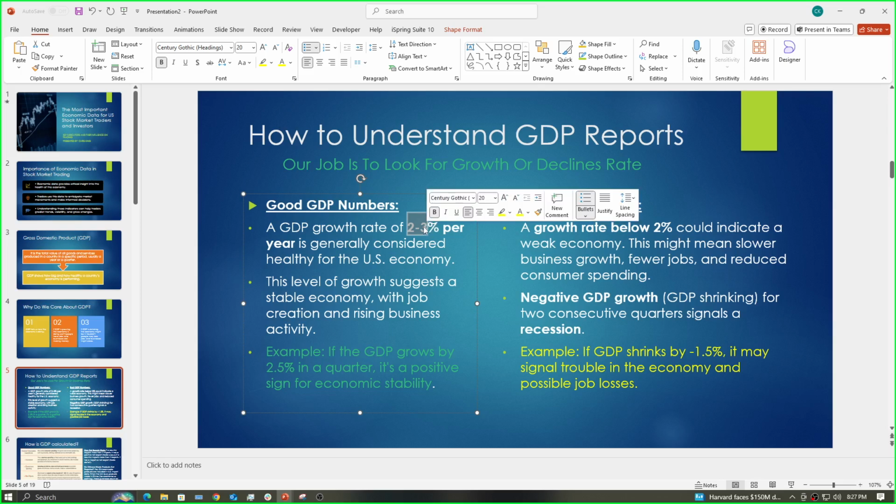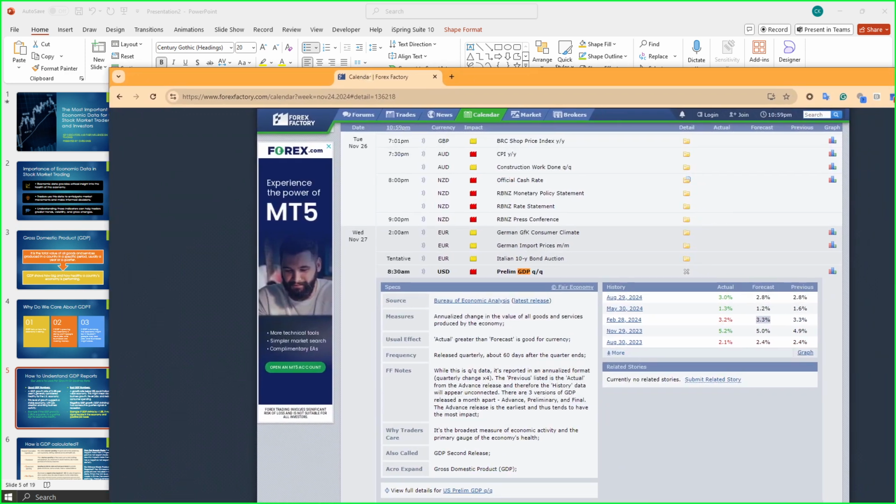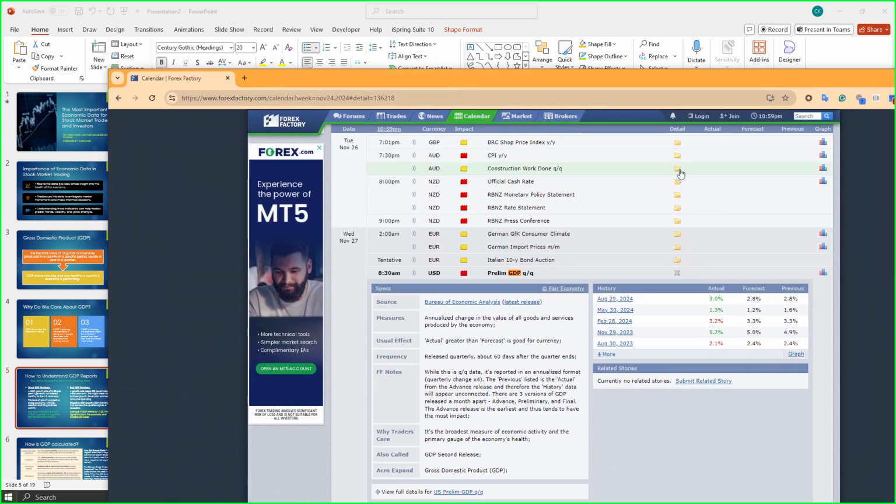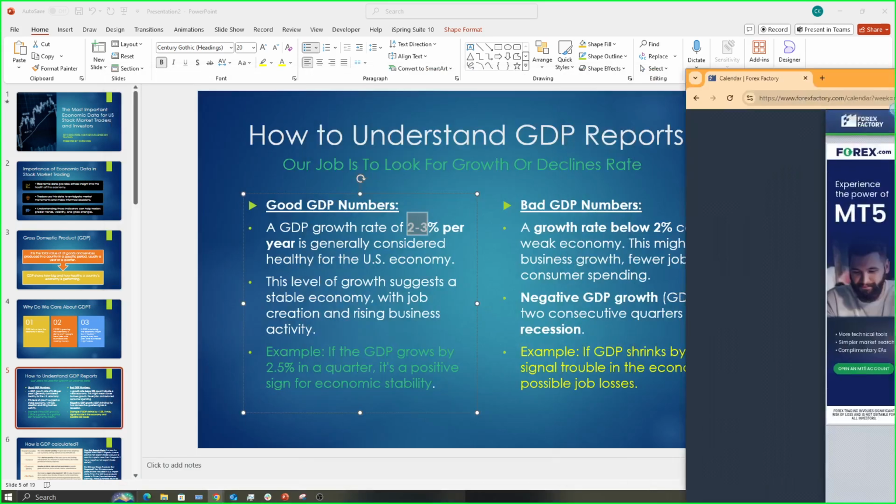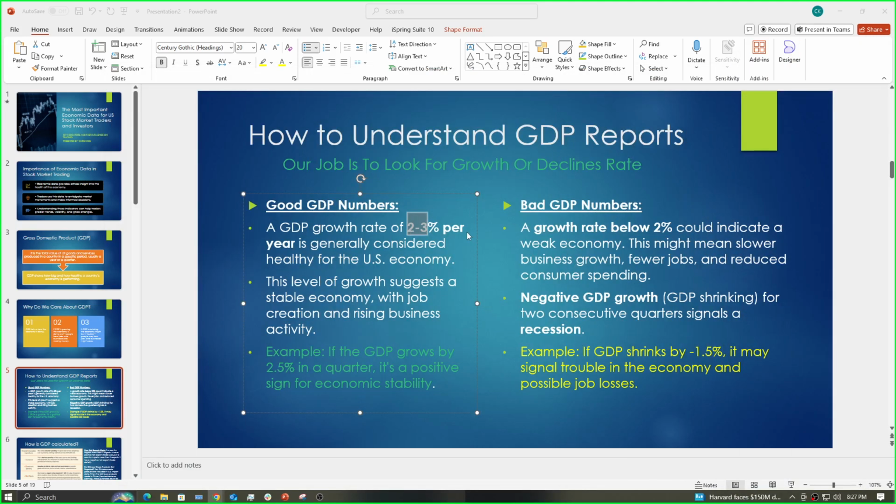So when you go to Forex Factory, for example, if they have some numbers forecast right here, just pretend this is GDP. They would have, hey, we forecast 2.8. Does 2.8 fall in between 2 to 3%? Yes. So that means that's a good GDP growth rate. That's what we want to see, something in between that range.